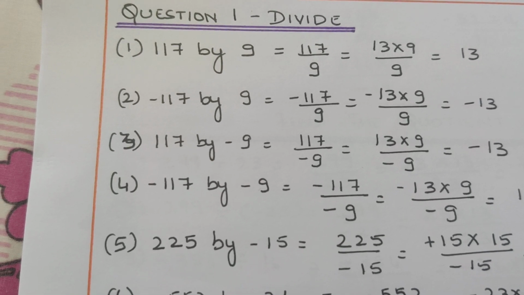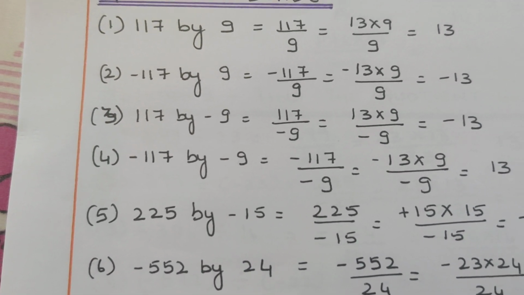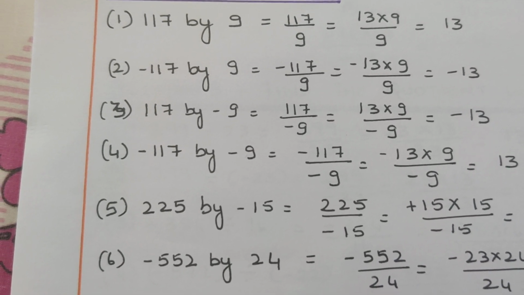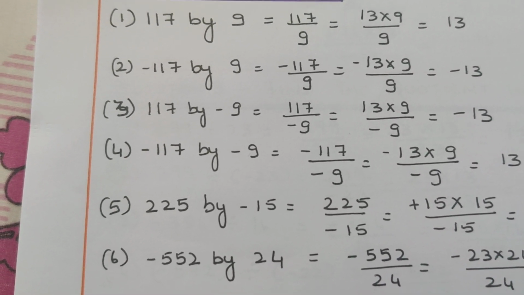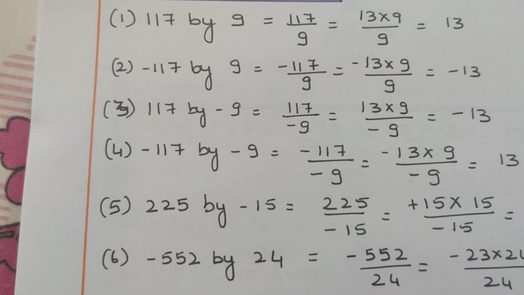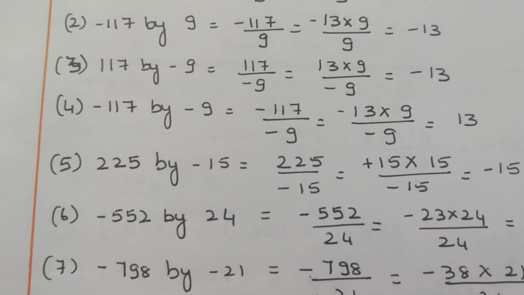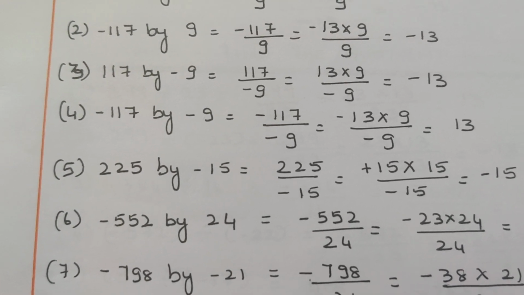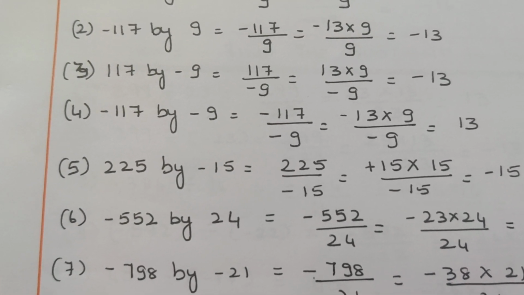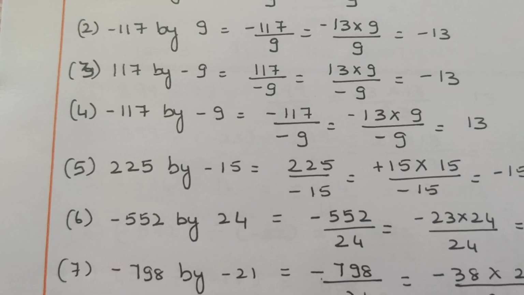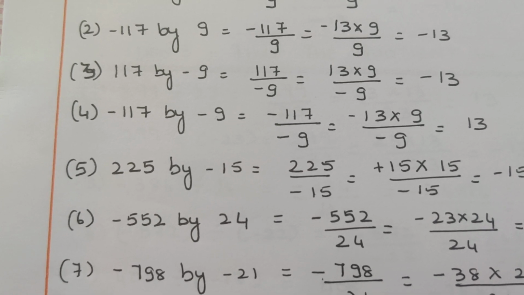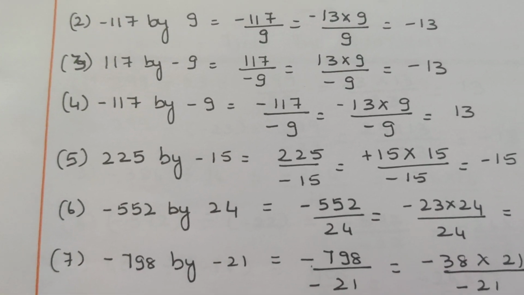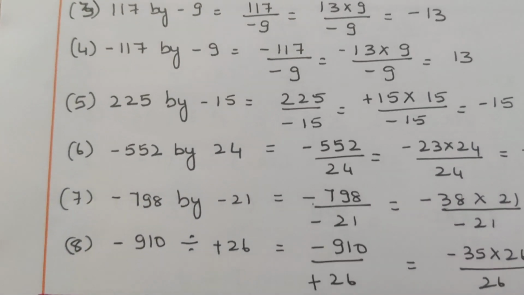The third sum is 117 by minus 9. So the quotient will be 13, but we need to check on the signs. We have a plus divided by minus, hence the quotient will be minus 13. Now we have the fourth sum, minus 117 by minus 9. So again the quotient will be 13. Let's look on the signs. Since we have both negative on the numerator and the denominator, minus divided by minus is plus, and hence the answer plus 13.